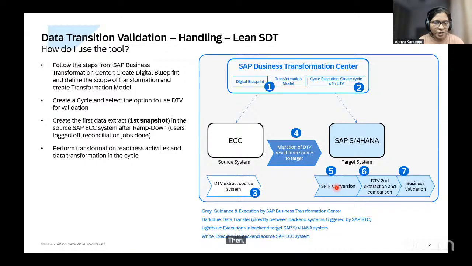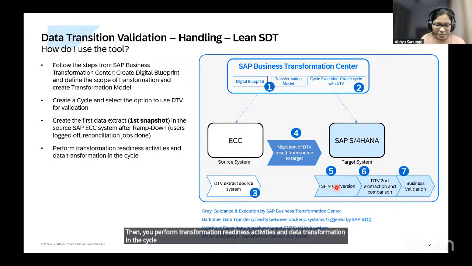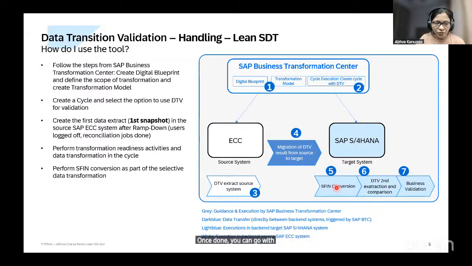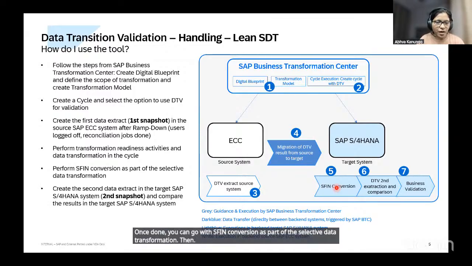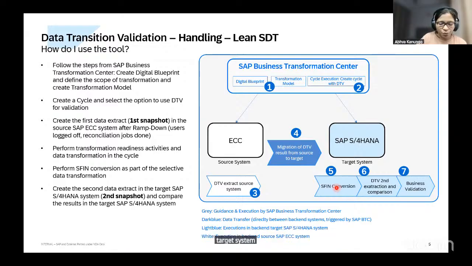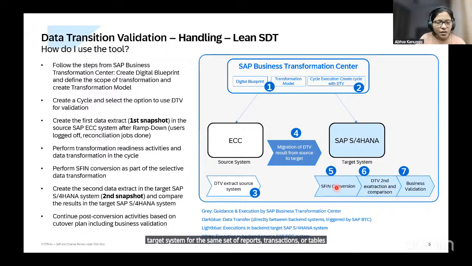Then you perform transformation readiness activities and data transformation in the cycle, again a BTC related activity. Once done, you can go with the SFIN conversion as part of the selective data transformation. Then once the S/4HANA system is available, you can do a data extraction for the second time in the target system for the same set of reports, transactions, or tables. Then you can continue with post-conversion activities based on the cutover plan. So this is the step-by-step process of how to use DTV in the lean selective data transition scenario.